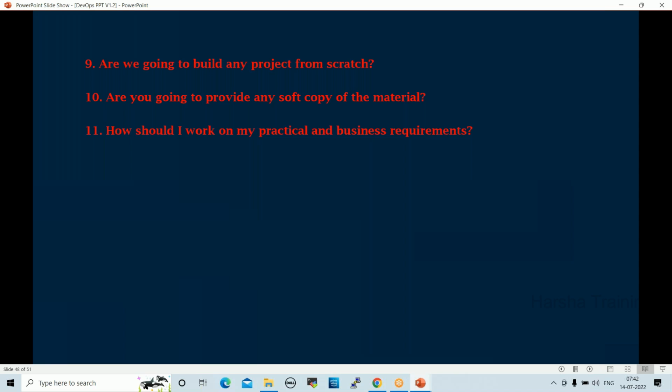Next one: how should I work on my practicals and business requirements? In AWS, everyone will have one account. I explain in my account, and you need to practice in your account, in the AWS account only. How to create an AWS account, how to connect to it, how to create infrastructure in it, everything will be covered in our sessions. Not only AWS, Azure and GCP also. How to create accounts, how to connect to the cloud platform, how to create infrastructure, how to deploy the tools. Everything will be covered.